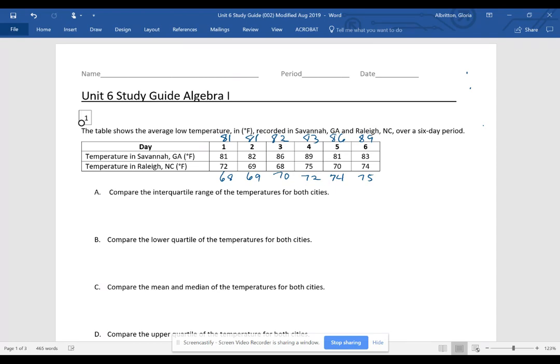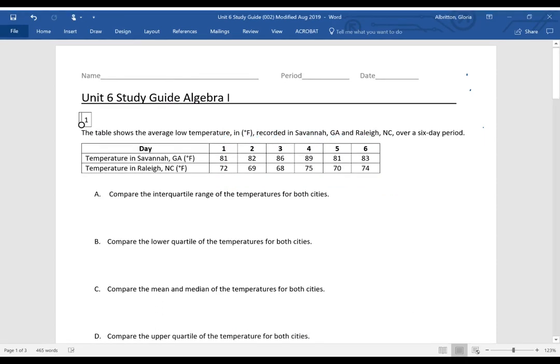So since we need the quartiles, let's go ahead and put them side by side. So we'll do Savannah and Raleigh. We're going to do Q1, Q2, which is the median of the original list, and Q3. So median means middle. It's going to be the middle number for any list of data points that you have.